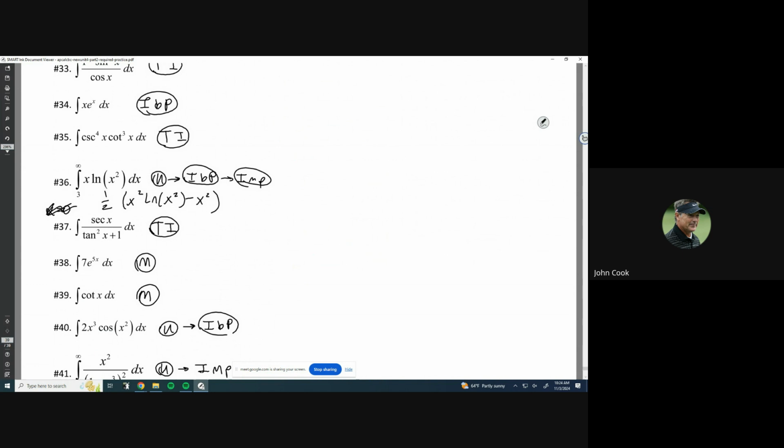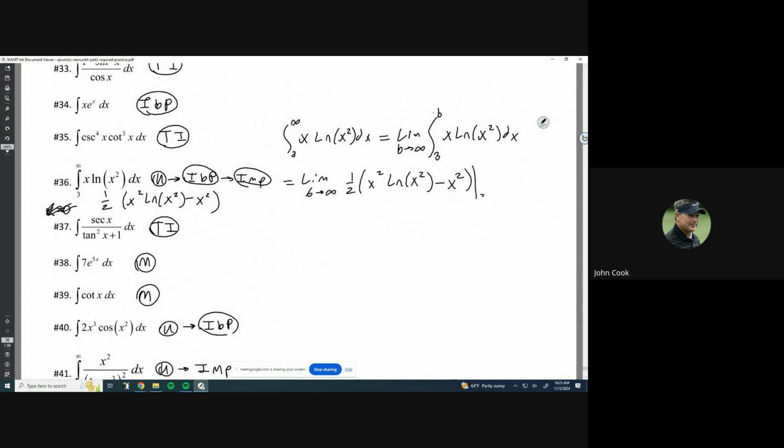Okay, so now let's go ahead and do the improper integral for this. The only thing I have to worry about is that infinity. So integral from 3 to infinity of x natural log of x squared dx. So I do my limit as b goes to infinity, integral from 3 to b of x natural log of x squared dx. And then I use my antiderivative, so that's going to be limit as b goes to infinity. And then antiderivative is going to be a 1/2 x squared natural log of x squared minus x squared. Then I'm evaluating this thing from 3 to b.